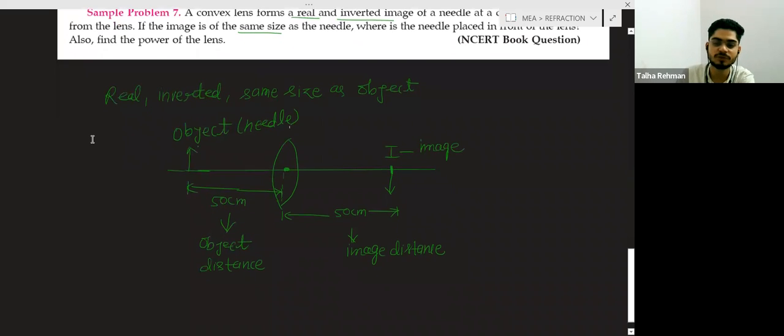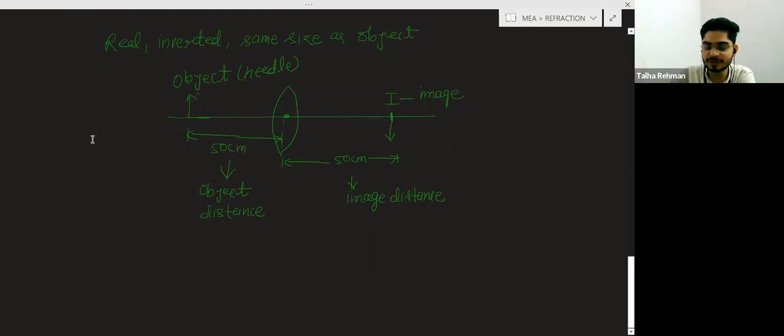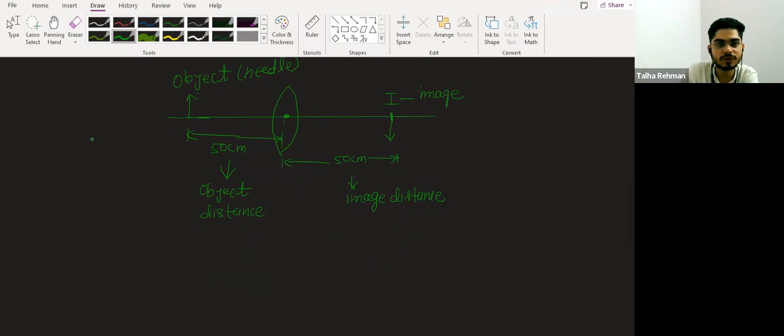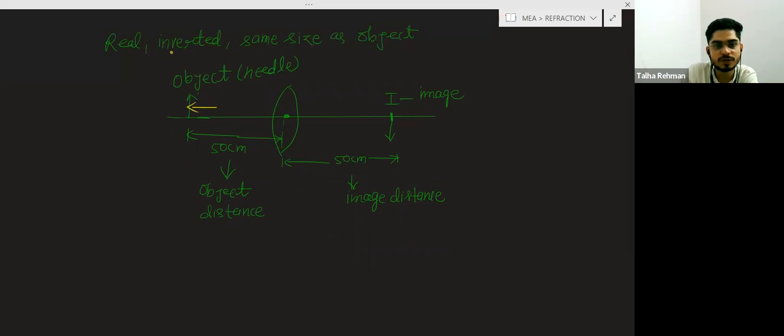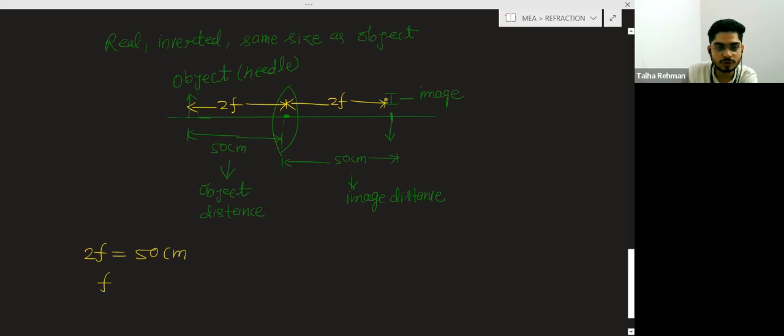Now next question. Power of the lens. For the power there will be a requirement of the focal length. So for calculating the focal length, I know this whole distance is 2f, and this distance is also 2f. So the value of 2f is given indirectly, that is 50 centimeter. So you can find from here the focal length, that will be 25 centimeter.